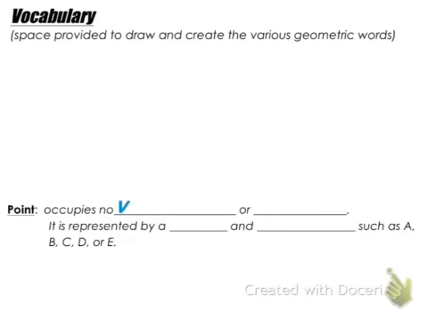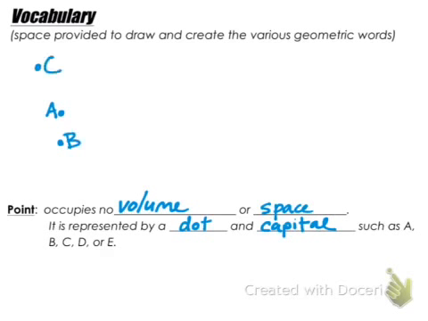Now, a point occupies no volume or space. It can be represented by a dot and a capital letter, such as A, B, C, D, or E. Note that it doesn't have to be just these five letters, but a capital letter in the alphabet. So we can have a dot and label or name it capital A. So we'd say that that's point A. Or we can have point B, or we can have point C. So these are all different examples of points.